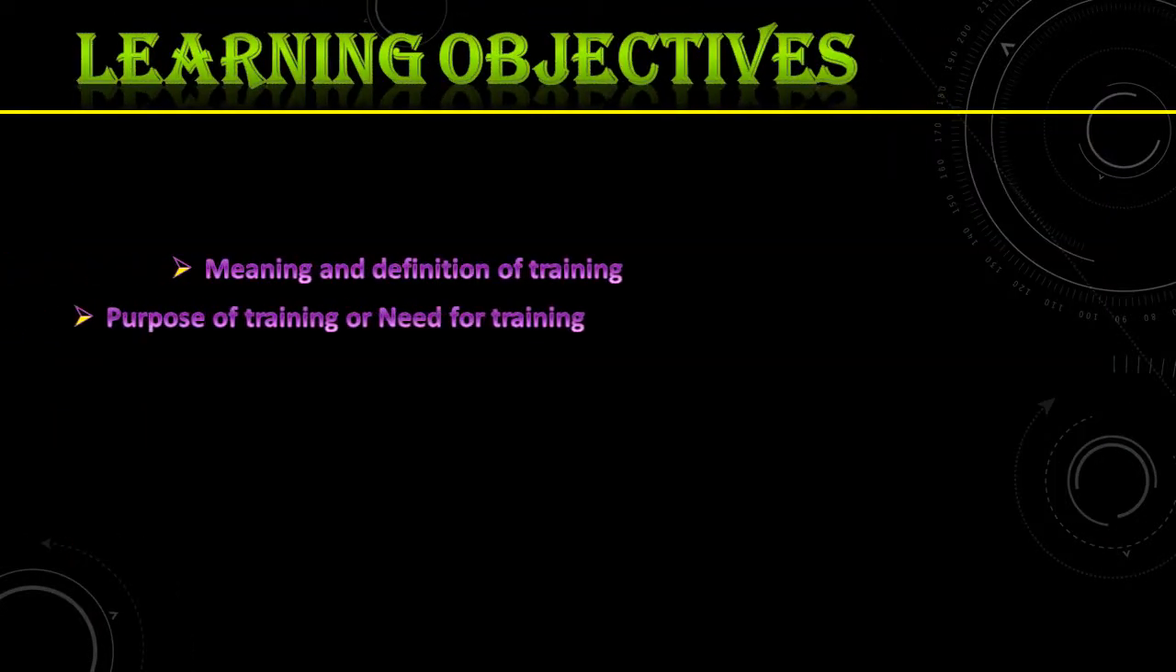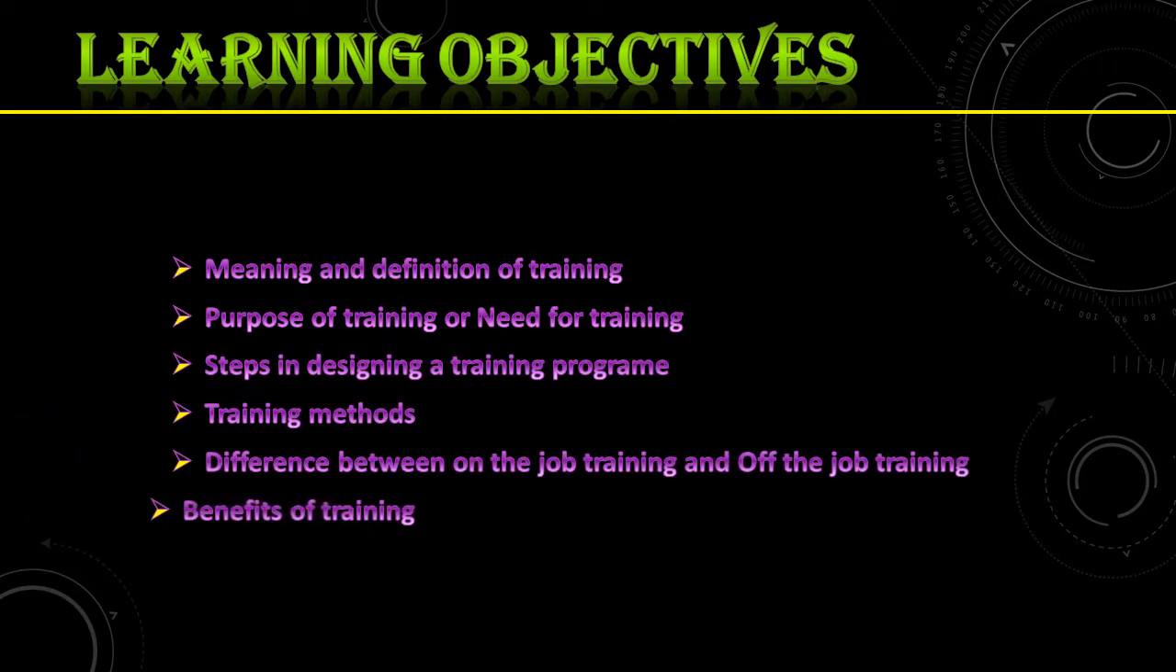See the learning objectives: meaning and definition of training, purpose of training or need for training, steps in designing a training program, training methods, difference between on the job training and off the job training, benefits of training. You will be discussing all these topics in detail in this lesson.